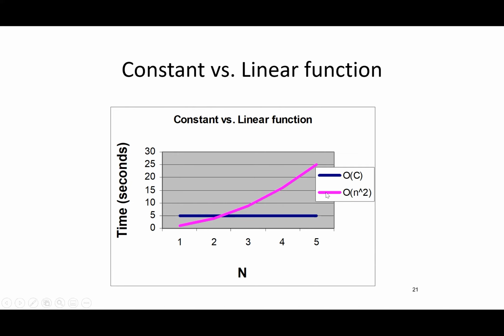But the second one, the pink algorithm, has big O of n power 2. N power 2 here means that when your data size increases, the rate at which this algorithm increases in time is n power 2. So when your n is 1, the time taken is very little, actually less than 5. But when your n becomes 2, it increases to almost 5. When your n becomes 3, it's 9, n power 2. 4 is 16, then 5 is 25.